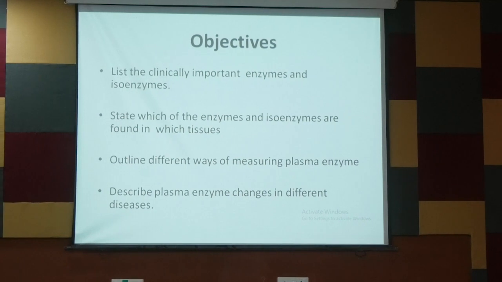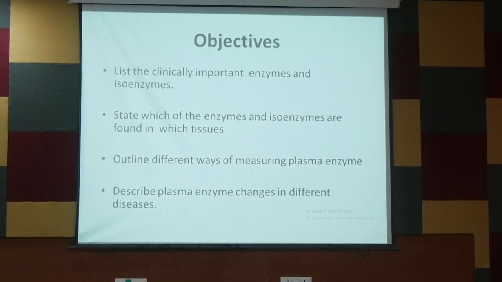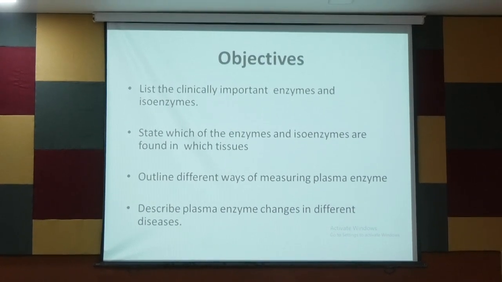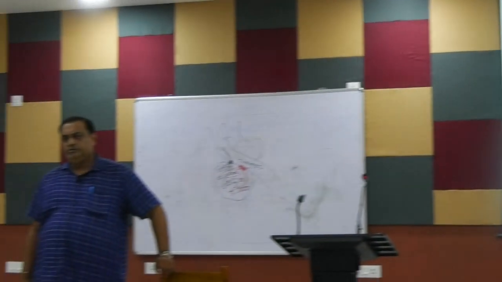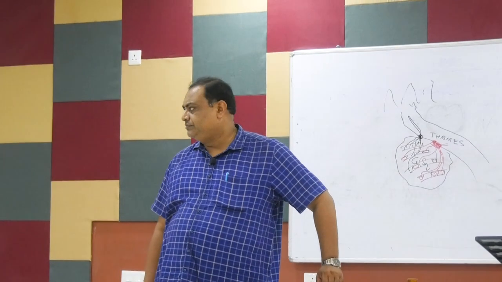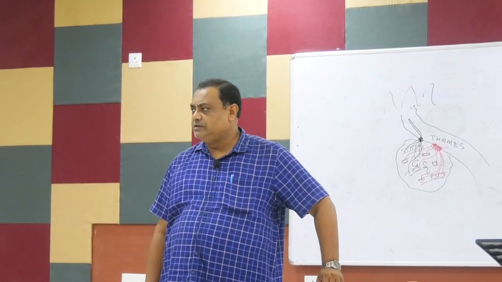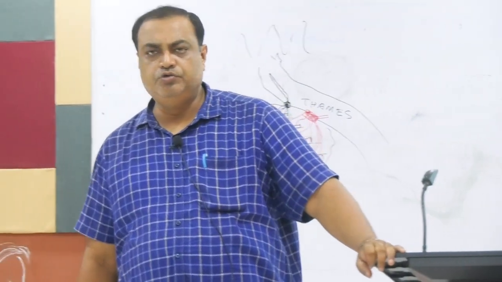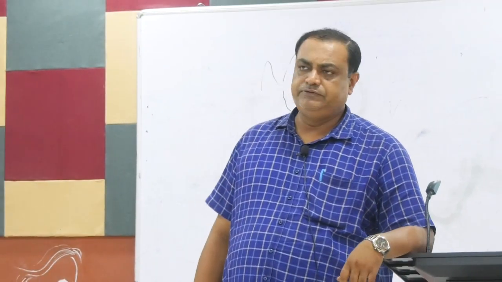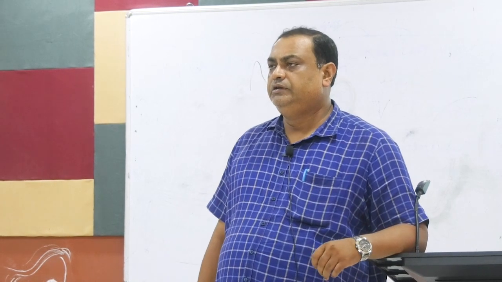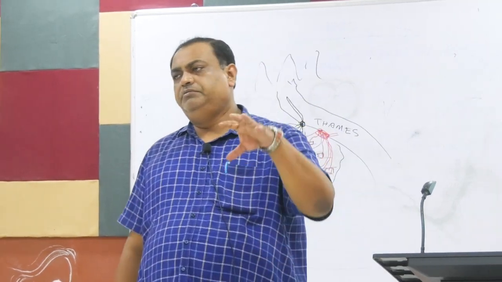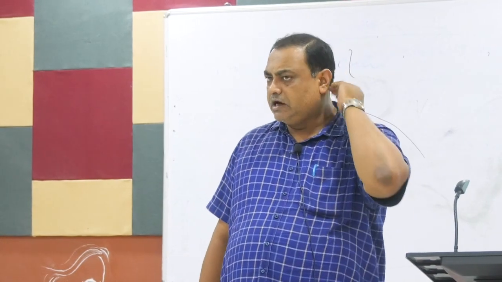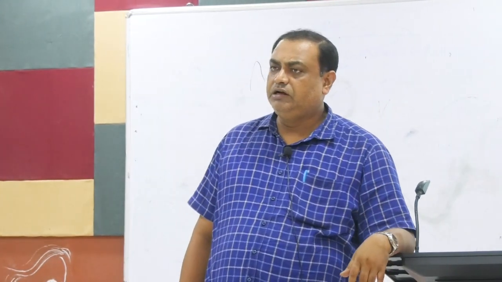Isoenzymes are those enzymes which are functionally similar, meaning they catalyze the same reaction, but their origin or source-wise they are different. They are important tools for diagnosis as well as prognosis. If they are originating from different tissue, then which tissue gets affected, we can make out by measuring that particular isoenzyme form.